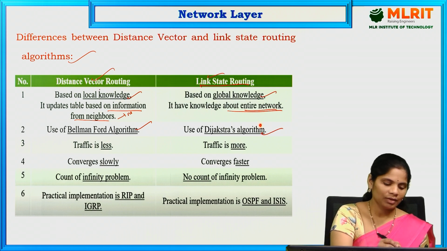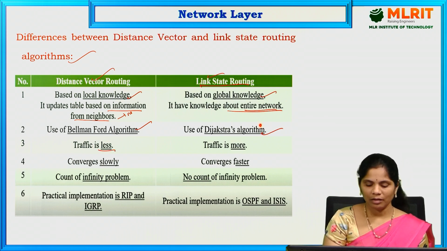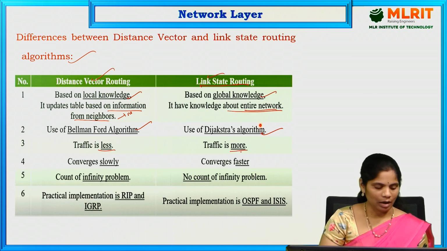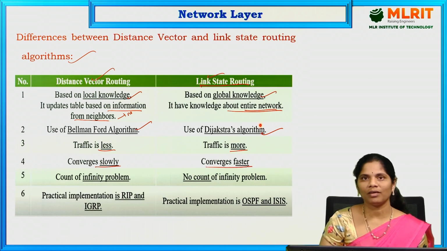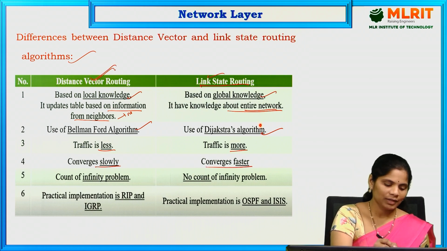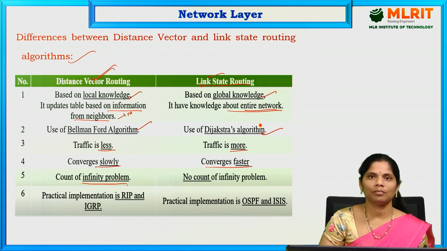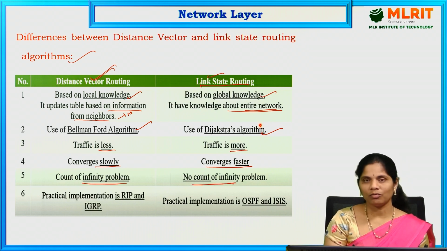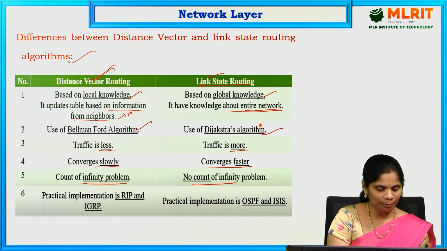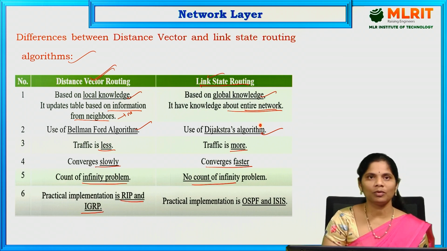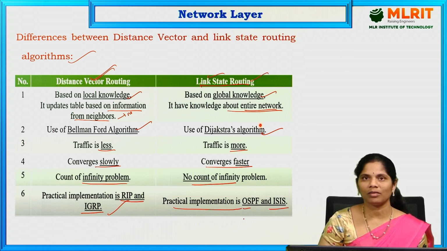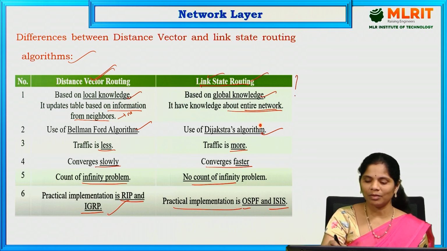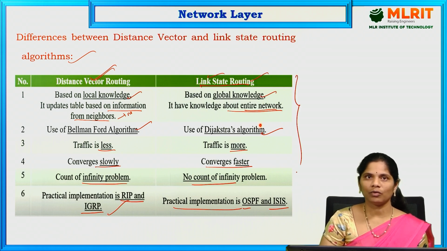In distance vector the traffic is very less, and in link state it is more. The convergence in distance vector is slow, and in link state it is faster. Distance vector routing faces the count to infinity problem. In link state there is no count to infinity problem. The practical implementations are RIP and IGRP for distance vector, and OSPF and IS-IS for link state. These are some differences between distance vector and link state routing algorithm.